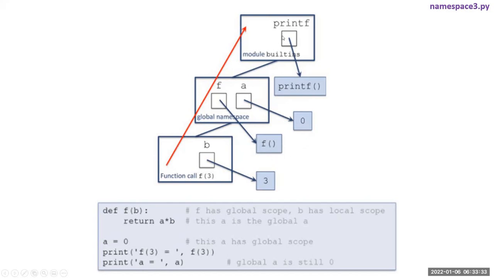So your print function, let's see. Print is a built-in function. Your f function and a are the global references. When you call f of three, in f of three you have the b definition as local, that's three. And in your global environment, you have f and a, a equals zero, so you are using the environment over here. Then the built-in, you have a print function that you can call. Because you don't see it in local or global, then you go to the built-in.